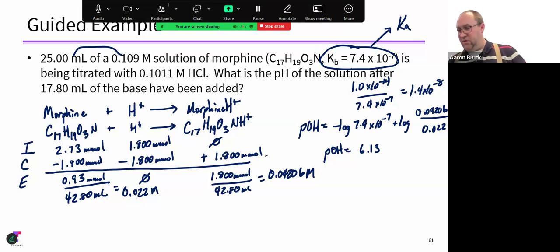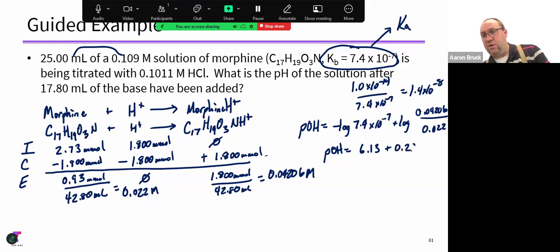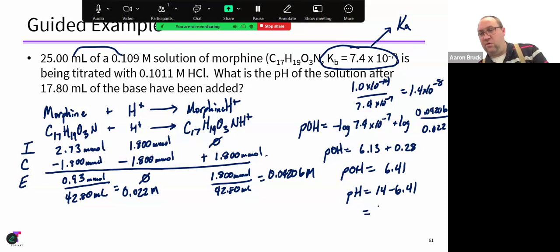0.04206 divided by 0.022 is 1.9. The log of that is 0.28. So the pOH is 6.13, plus 0.28, is 6.41, which means the pH is 14 minus that, which would be 7.59.